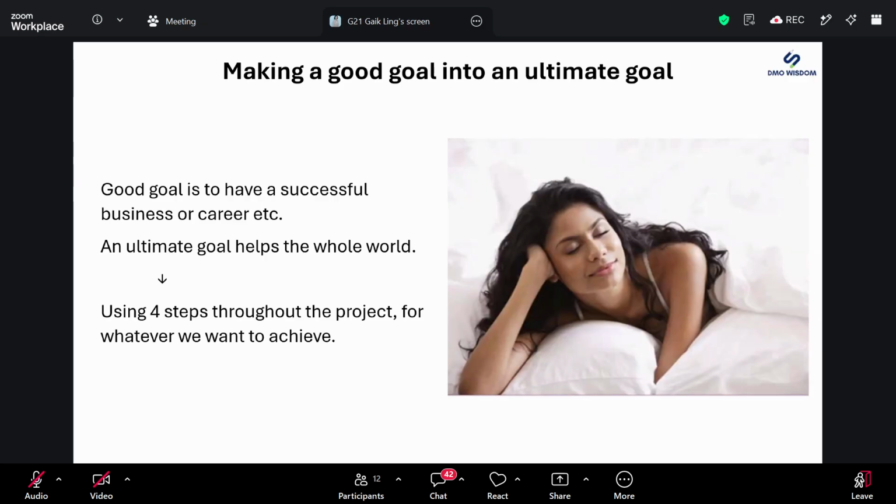Always use 4 steps, just for what I want to achieve. Use the right way to get your success, not the conventional way. The conventional way is how to make success. What will be the conventional way?